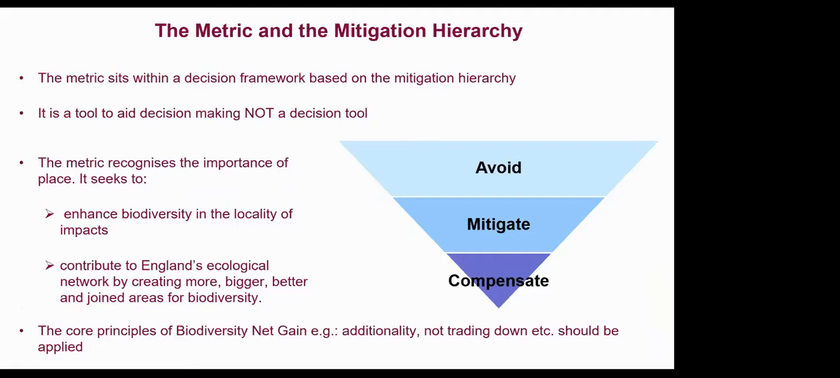So everything possible should be done to first avoid and then minimise impacts on biodiversity before compensation is then pursued. And in addition to that, the core principles of biodiversity net gain, such as not trading down in habitats and ensuring the rules around additionality are adhered to, should always be applied.